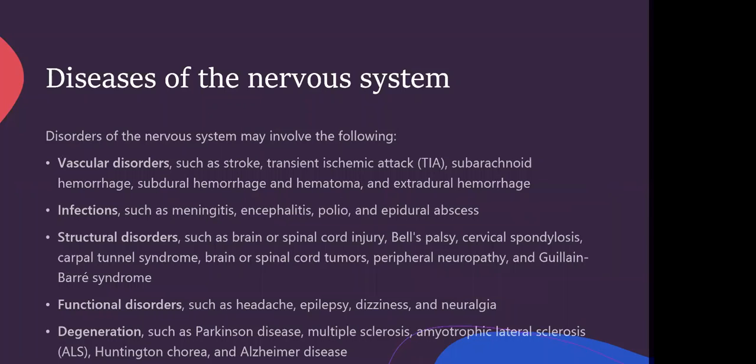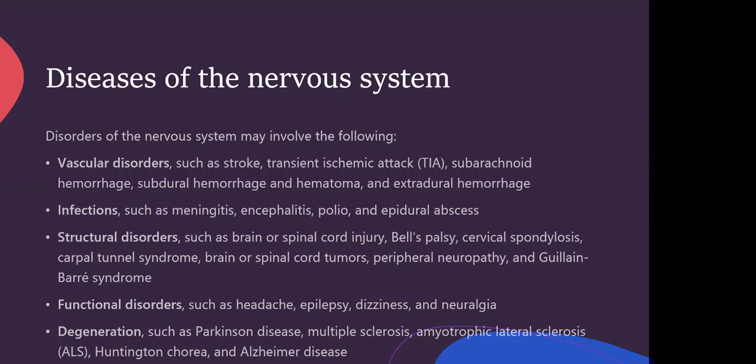Diseases of the nervous system. Disorders of the nervous system involve the following: vascular disorders such as stroke, transient ischemic attack, subarachnoid hemorrhage, subdural hemorrhage, hematoma, and extradural hemorrhage; infections such as meningitis, encephalitis, polio, and epidural abscess.